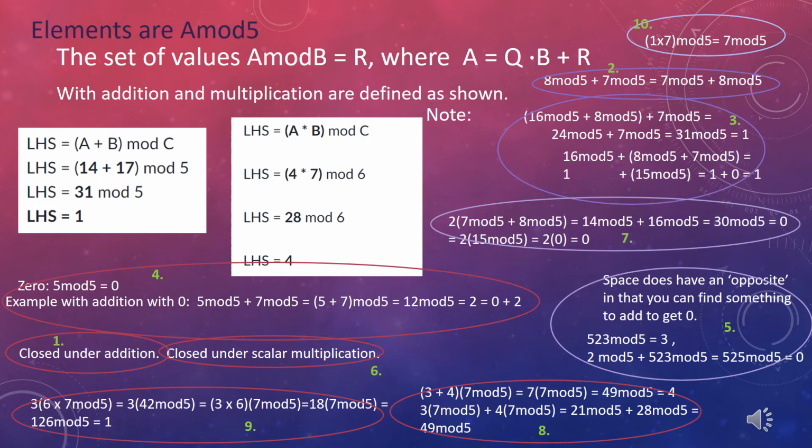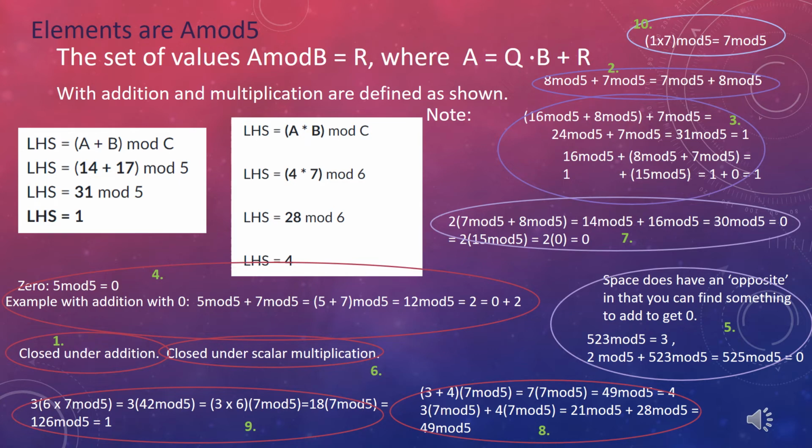It is closed under addition, and it's closed under scalar multiplication. You can define a 0. For example, 5 mod 5 is 0 because you have a remainder of 0. If you take 5 mod 5 and you add 7 mod 5, you get 12 mod 5, which would be 2, and 7 mod 5 is 2, and 2 added to 0 is still 2. So you can see that I can define a 0.